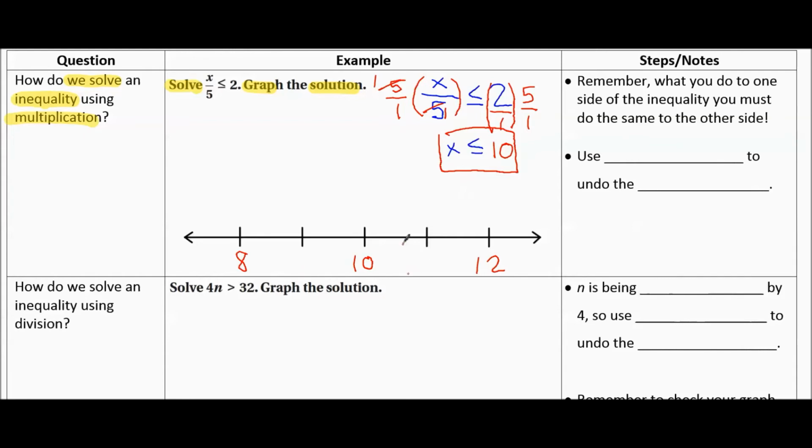Okay, now let's highlight all the places where x can be. Can x be 8? If I substitute 8 in for x, is 8 less than or equal to 10? This is a less than sign because it looks like the letter L, L-E-S-S. Yes, 8 makes this true. I'm going to highlight it. Perfect. How about 9? Is 9 less than or equal to 10? Yes, I'm going to highlight it. Perfect. Is 10 less than or equal to 10? Well, it is equal to 10, so yes.